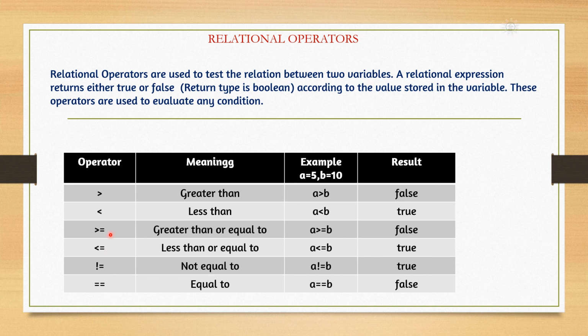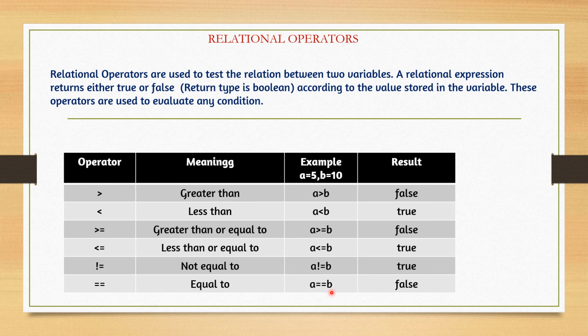So in one board exam, the operators were given and we were asked to identify the operator. The question can be asked for identification, or otherwise to analyze the expression. A greater than B: according to the values given, true or false will come. Less than B, greater than or equal to, less than or equal to, not equal. Here if the values are not the same, the answer will be true, otherwise false.